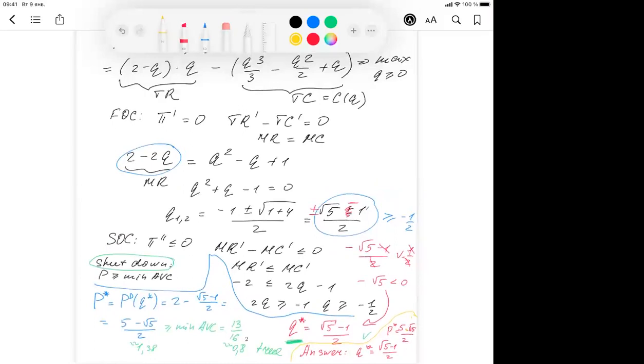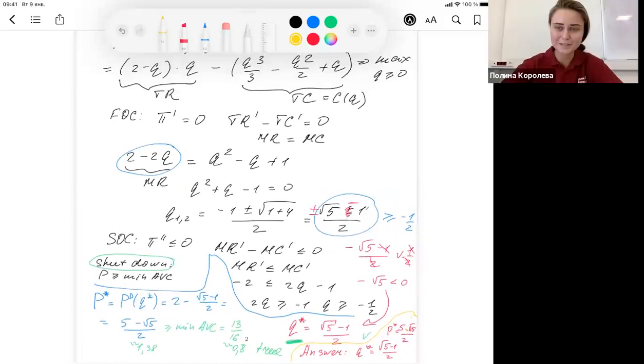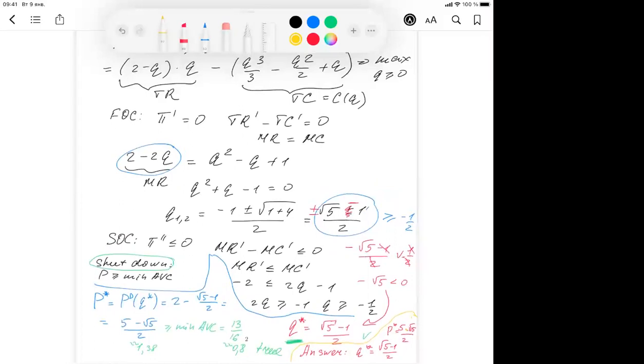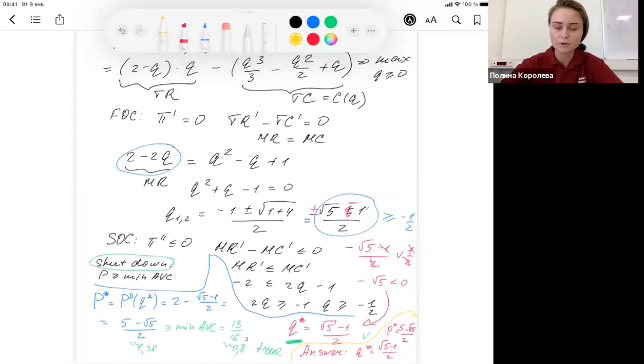Price is 5. One more time. Can you please repeat the answer for price? How we found the price?